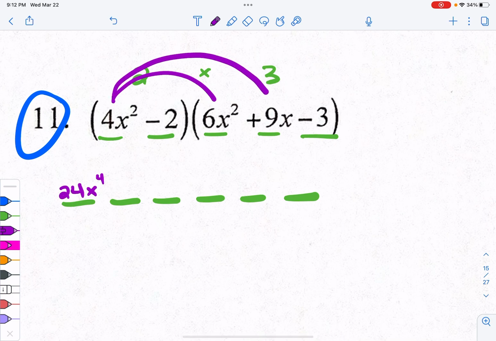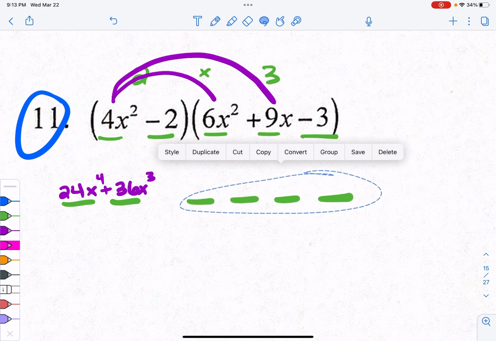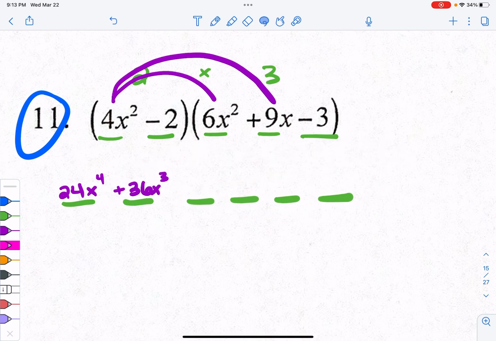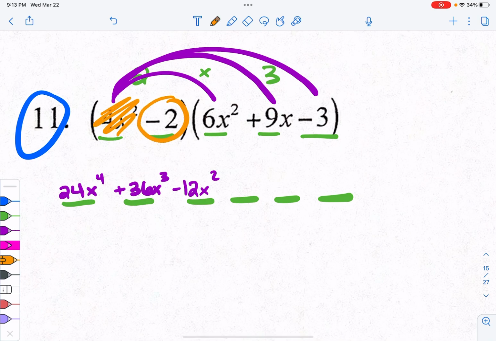Okay, then I go on to the 4x squared and 9x, and that is a positive 36x to the third power. I'm running out of room, so I'm going to scoot these over. I just am writing too big, I guess. Okay, so there we go. All right. Next, 4x squared times negative 3 is negative 12x squared. All right. And now I move on. I'm done with the 4x squared. Now I'm going to move on to the minus 2. Minus 2 times 6x squared is negative 12x squared. Negative 2 times 9x is negative 18x. And then negative 2 times negative 3 is a positive 6.